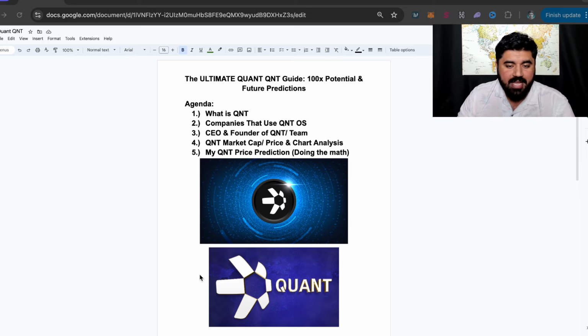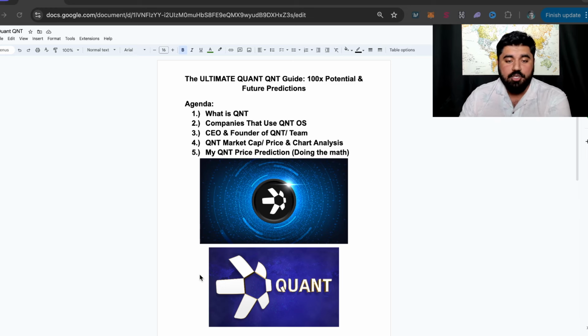Developers pay QNT to create apps and systems that connect to various blockchains using Quant's technologies. And then number three, you have staking. QNT can also be staked, which helps secure the network and participate in governance decisions, right? Making the decisions for the entire Quant network.